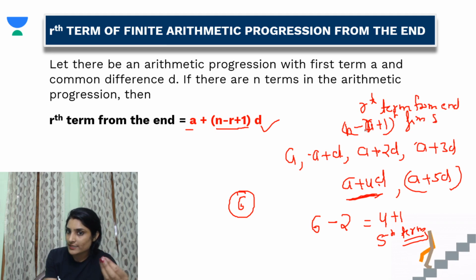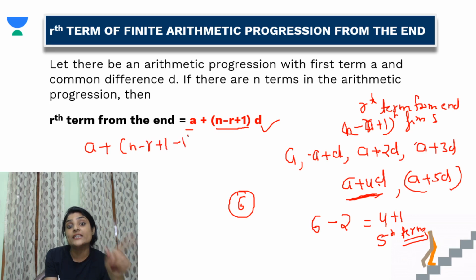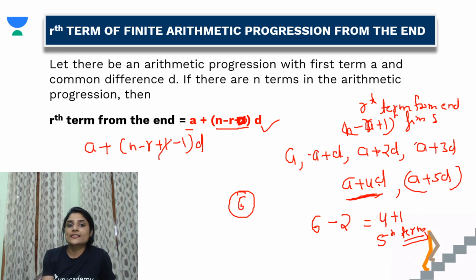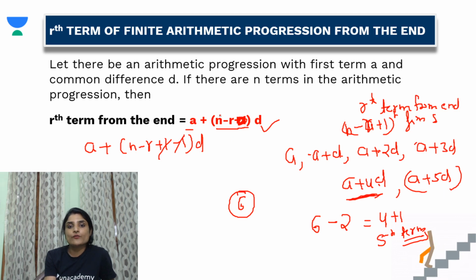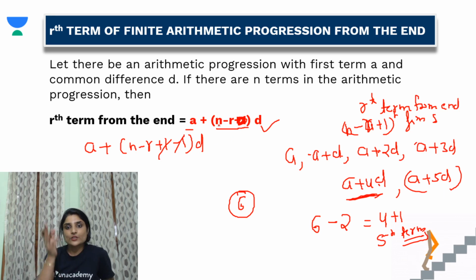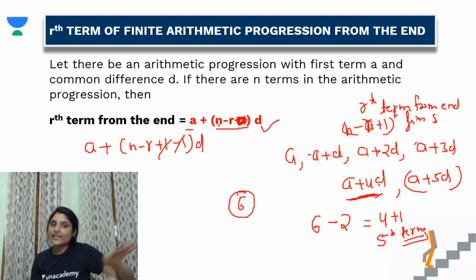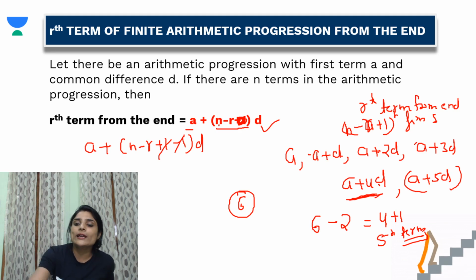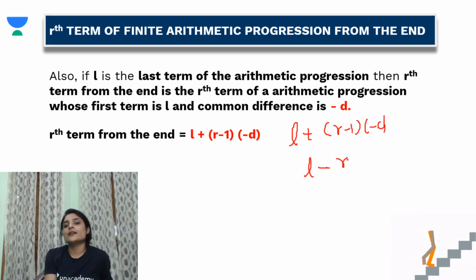So once you put this value from the beginning, you will be getting a plus n minus r plus 1 minus 1 d. So this 1 will get cancelled. So if you want to calculate from the starting term, you need to find the n minus r first. Then you need to put the values. But if I am applying the second formula, I don't want to calculate the total number of terms, you can directly apply this formula, that is L plus r minus 1 into minus d. That means L minus r minus 1 d.